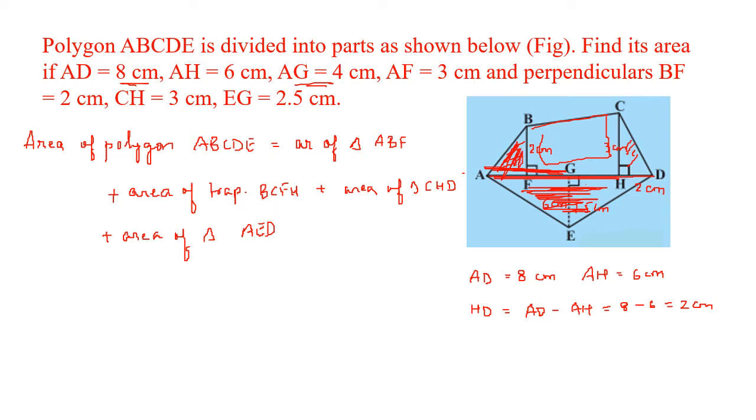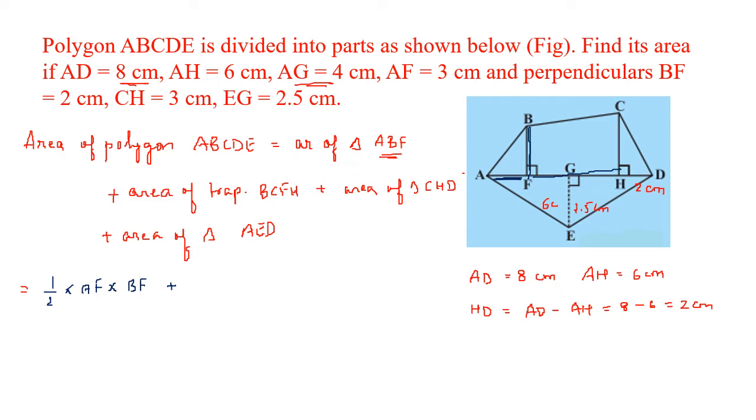Part 1, that is triangle. Part 2 is the trapezium. Part 3 is another triangle, and part 4. Now let us write down the formula. What is area of triangle ABF? It is half base into altitude. So here AF is the base and BF is the altitude. So I will write half into AF into BF plus area of trapezium is height.